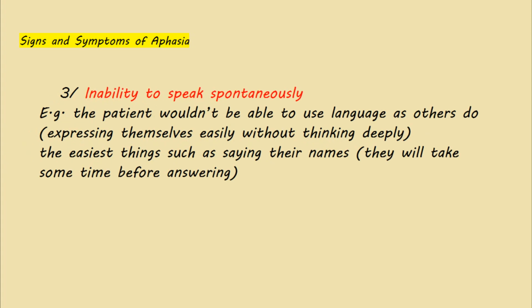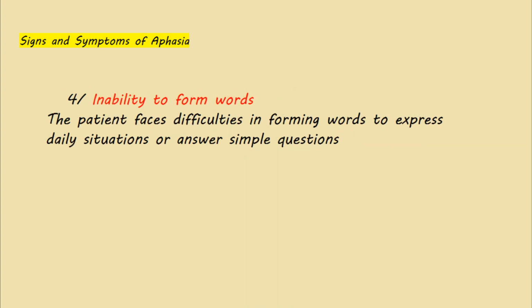The third sign is the inability to speak spontaneously. Okay? For example, the patient wouldn't be able to use language as others do, especially in expressing themselves to talk about the easiest things, such as saying their names, for example. They will take a long time or some time before answering, okay? So just to put it in a simple way, people who don't suffer from language loss, they will speak spontaneously. They do not have to think deeply in order to talk about something easy, something simple, okay? But someone who is suffering from language loss, even the smallest things, the easiest things, they are going to take a lot of time in order to express themselves. The fourth sign is inability to form words.